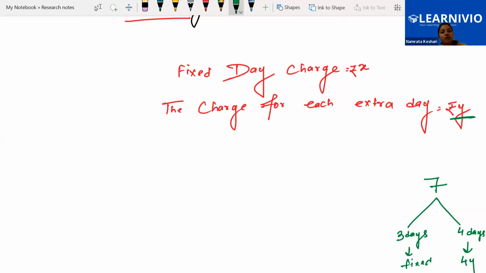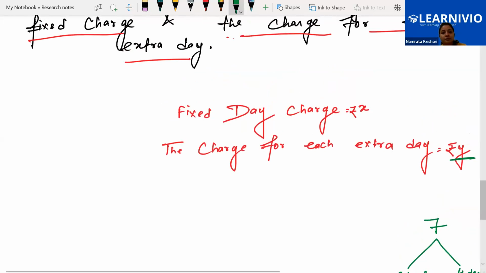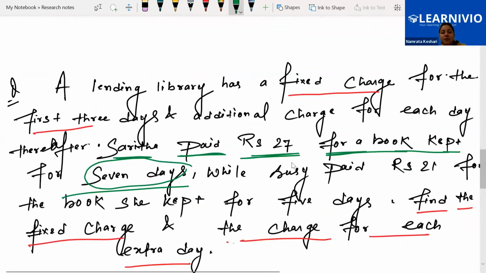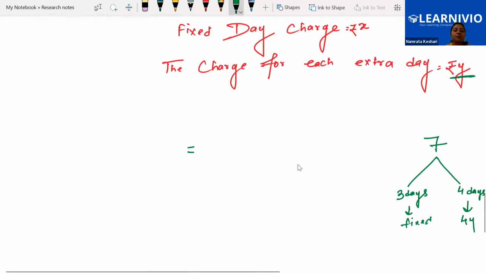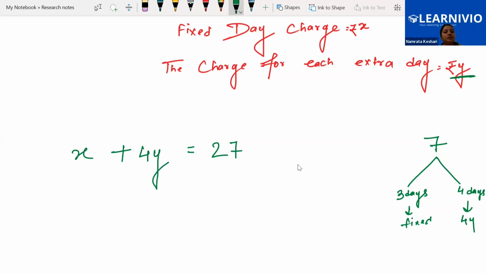So what will be the first equation? Anyone? The total amount she is paying is 27, so it equals 27. I am writing; you tell me what will be on the left-hand side. x plus 4y. Is it x plus 4y? Yes, ma'am. Exactly. It is so. x plus 4y, fixed price plus extra price, equals 27. This is our equation number 1.